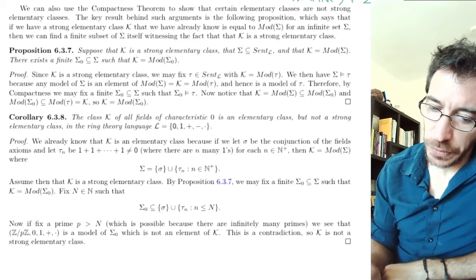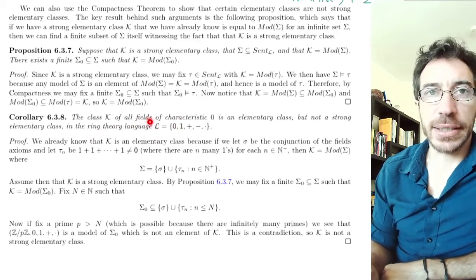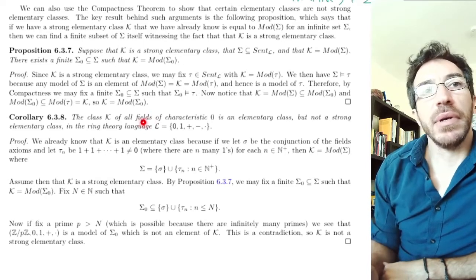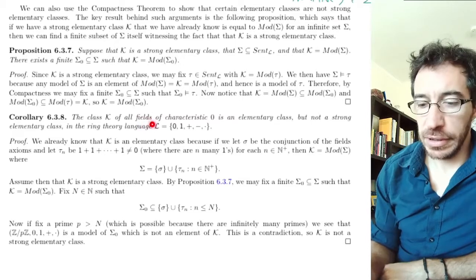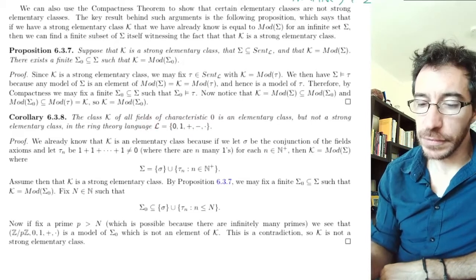Okay, so if you don't remember your abstract algebra, you can look it up in Wikipedia. Let's say what a field is: essentially a field is a ring where every element has an inverse except for 0.